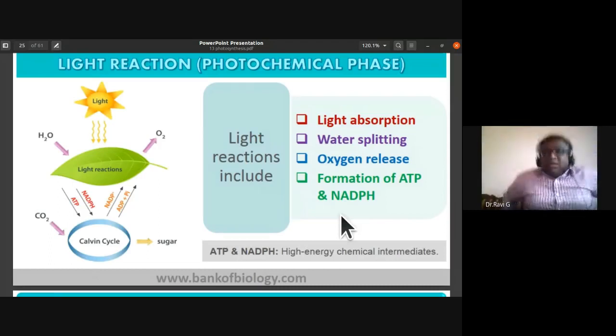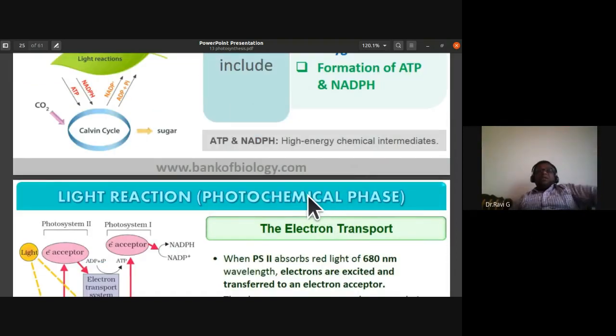So in the Z scheme of light reaction, what you notice is there is absorption of light, water splitting, oxygen is released, and there is a formation of ATP and NADPH2. NADPH2 is an energy rich molecule. I told you that one NADPH2 is equivalent to 3 ATP. So during respiration, if NADPH2 undergoes oxidation, it produces 3 ATPs. So ATP and NADPH are high energy chemical intermediates.